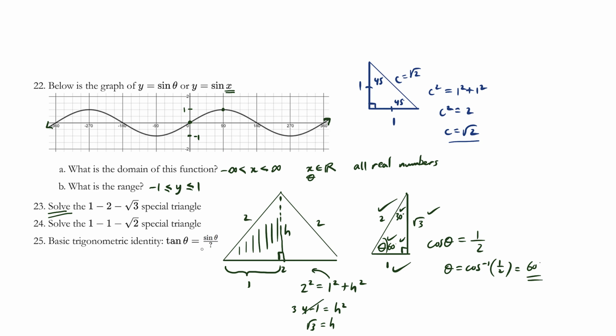Okay, so one more question here. Tan is sine over cos. So tan theta is equal to sine theta over cos theta. This is our first basic trig identity. We need to memorize some of these facts, and it should make things a lot easier. So please memorize that tan theta is equal to sine theta over cos theta.